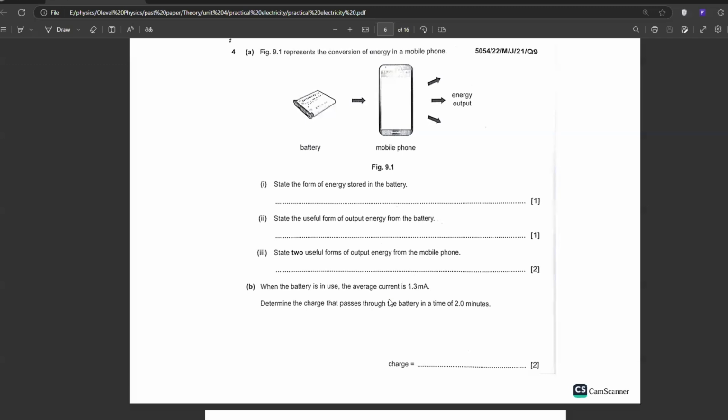Okay, let's see this. Figure 9.1 represents the conversion of energy in a mobile phone. State the form of energy stored in the battery. Chemical energy.